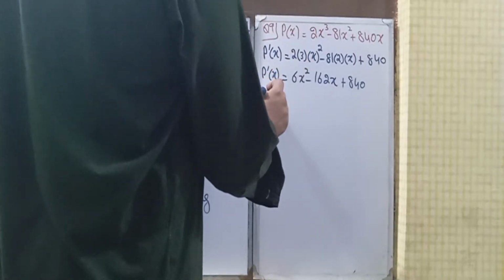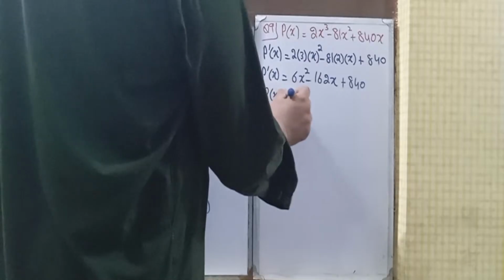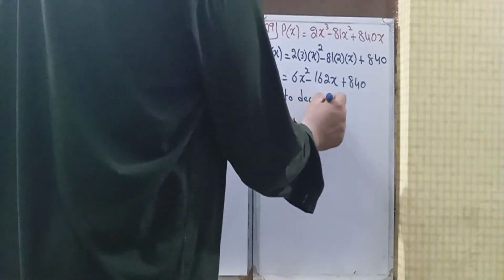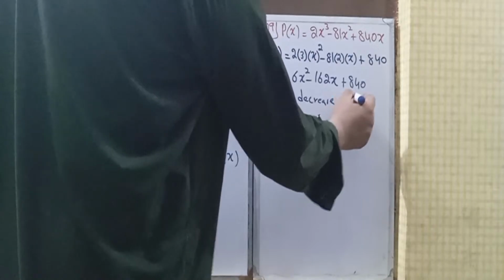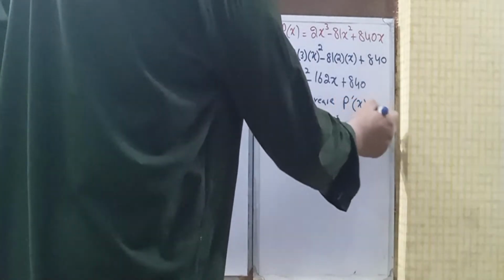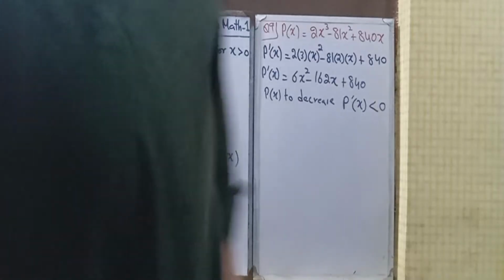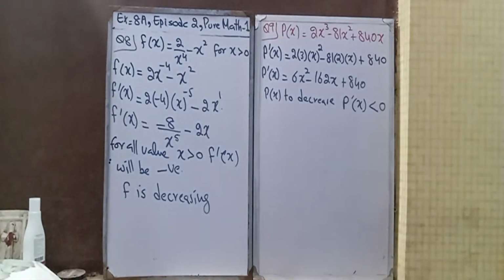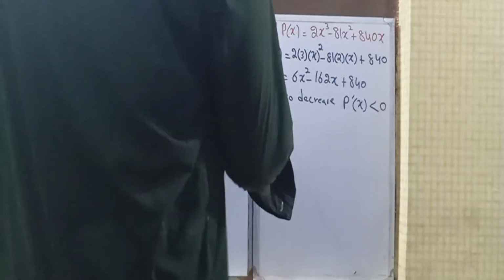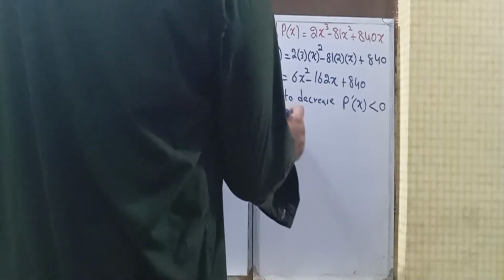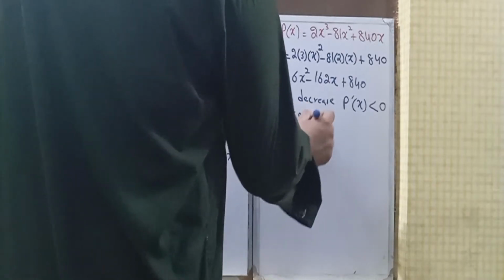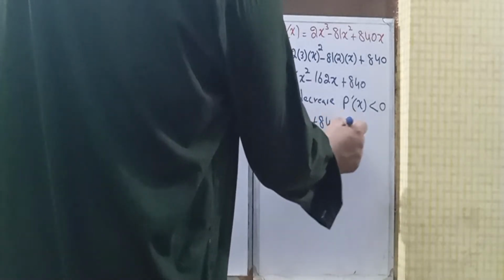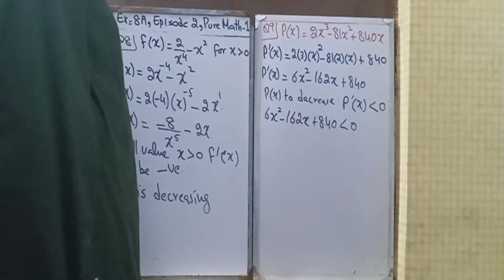For the profit to decrease, the derivative must be less than 0. It should become negative. That will show that the curve, the formula for the profit, is going down. Okay, so you have here 6x squared minus 162x plus 840 should be less than 0 for the decreasing function.